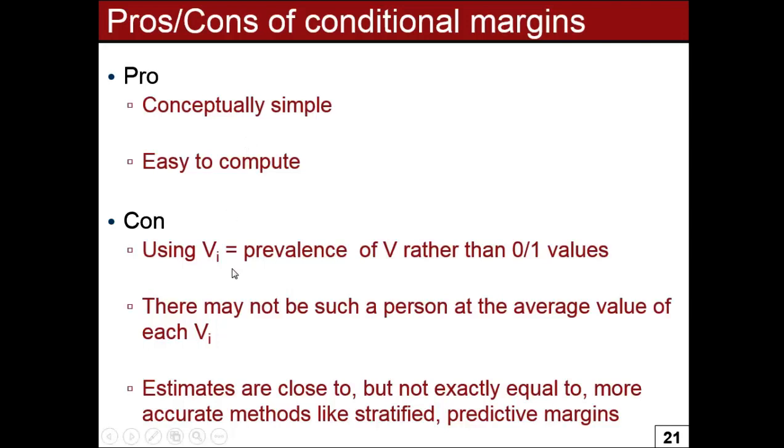But the con is that this business of plugging in the prevalence of binary variables rather than zeros and ones is conceptually bizarre. And there really may not be such a person that, even if it was okay to plug in 0.22 for smoking, which I still think is weird, you're imagining the analysis is computing the risk at an average person at every single average value of all the V's, okay?